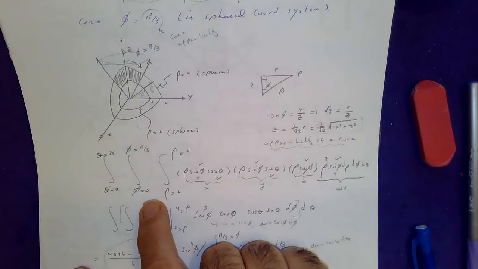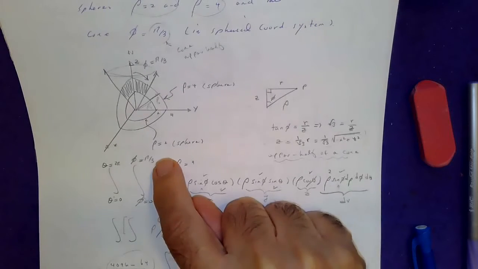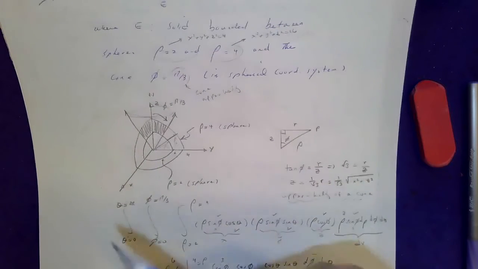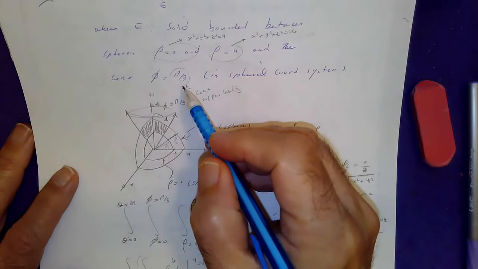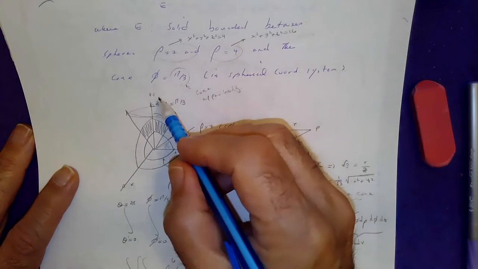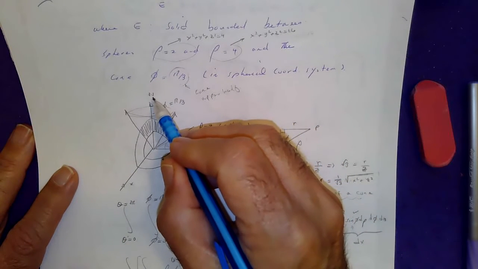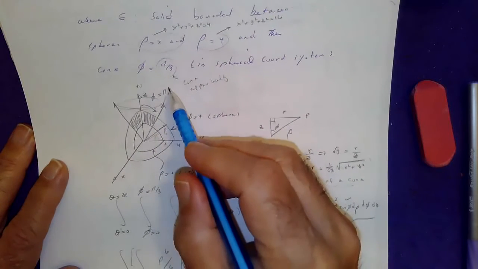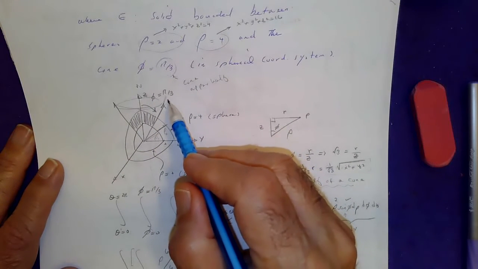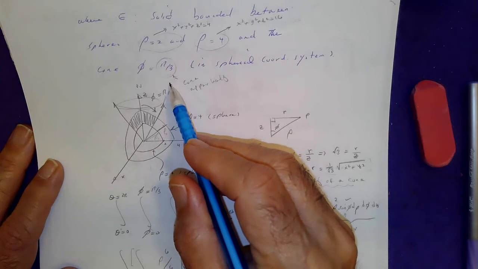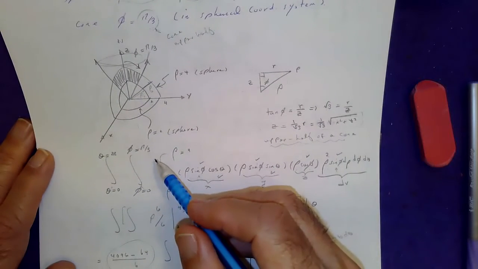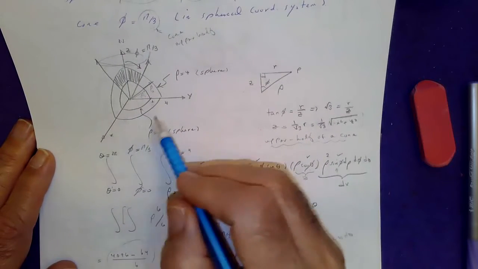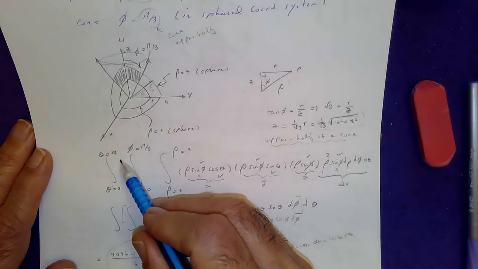Phi goes from 0 to what? To pi over 3. Why is it pi over 3? Well, remember, we were told so, because you always go from the North Pole all the way until you hit the cone. And we were told that this stops at pi over 3. Therefore, you go from 0 to pi over 3. Theta goes all the way around, so that's 0 to 2 pi.